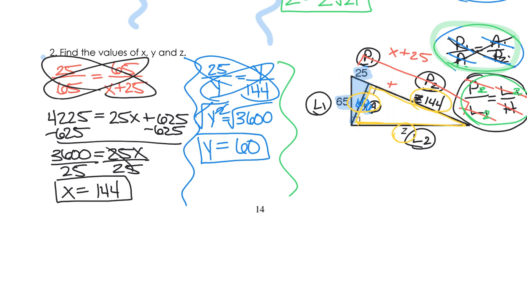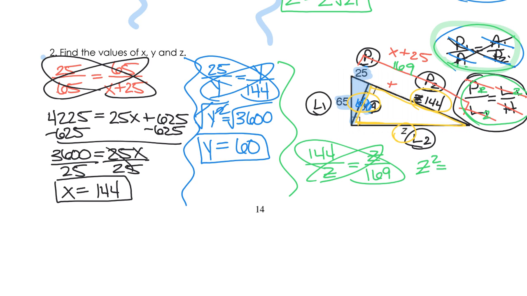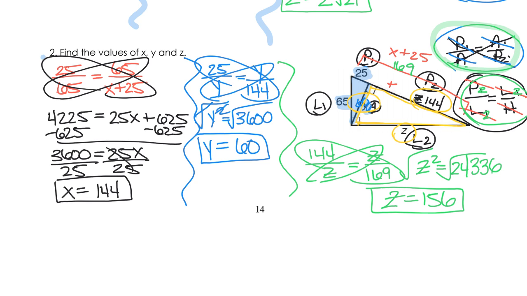So it'll be projection 2 over leg 2 equals leg 2 over hypotenuse. So my projection 2 is 144 over my leg 2, which is z, equal to the same leg 2, which is z, over my whole hypotenuse, which I do know. It's 25 plus 144, which is 169. And now I can cross multiply. And I end up with z squared equals 144 times 169 is a giant number, 24,336. And then square root and hope it's perfect. And it is. It's 156. And now I have all three pieces solved for.